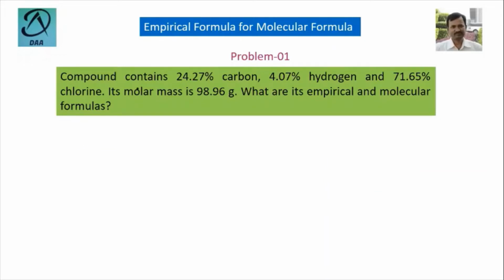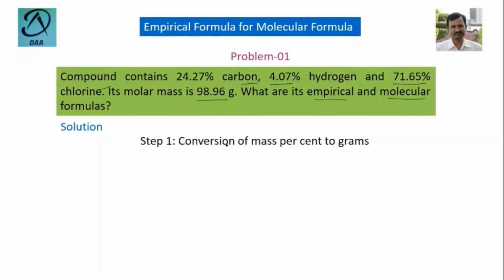With this problem, we'll see what the empirical formula and the molecular formula of this compound will be. This compound contains 24.27% carbon, 4.07% hydrogen, and 71.65% chlorine, and its molar mass is 98.96 grams. So we have to find the empirical formula and the molecular formula.